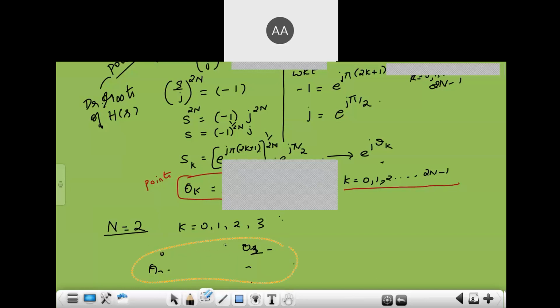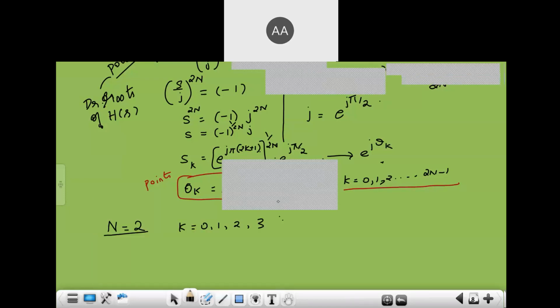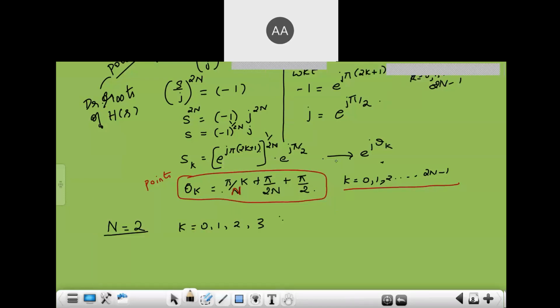Ma'am, for theta naught, k value will be 0 in that way, ma'am. Yes, yes. Okay, ma'am. Okay, meeting will end in 5 minutes. You rejoin everybody after that.